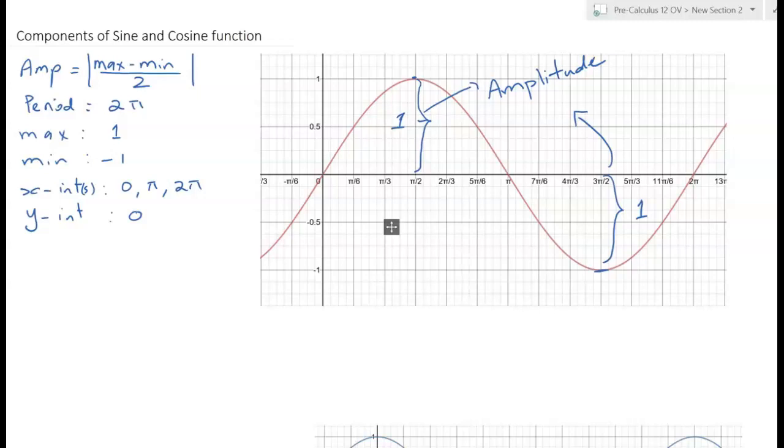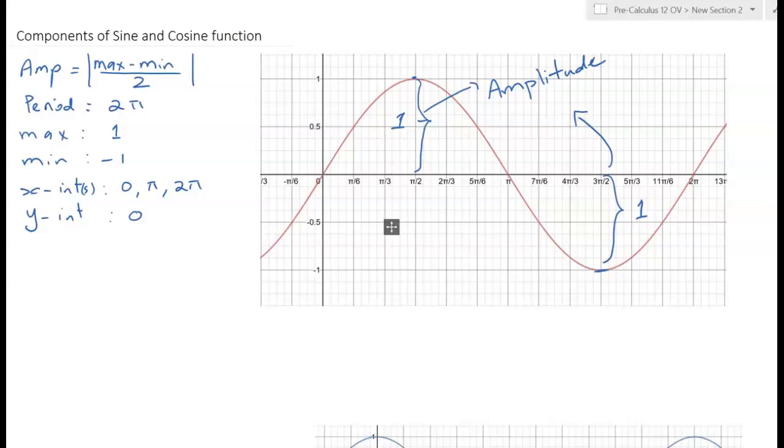Okay, now let's look at components of the sine and cosine functions just to review. So here's the graph of the sine function. This is the parent sine function, the red graph right here. And so first thing is the amplitude, that means basically the stretch factor for the graph.